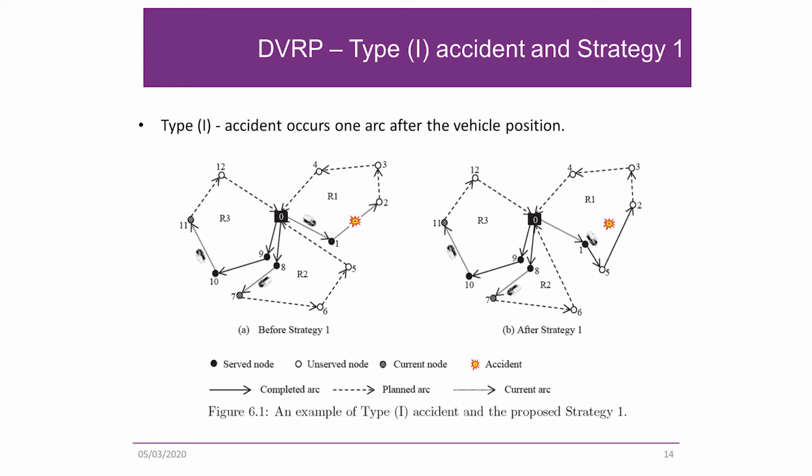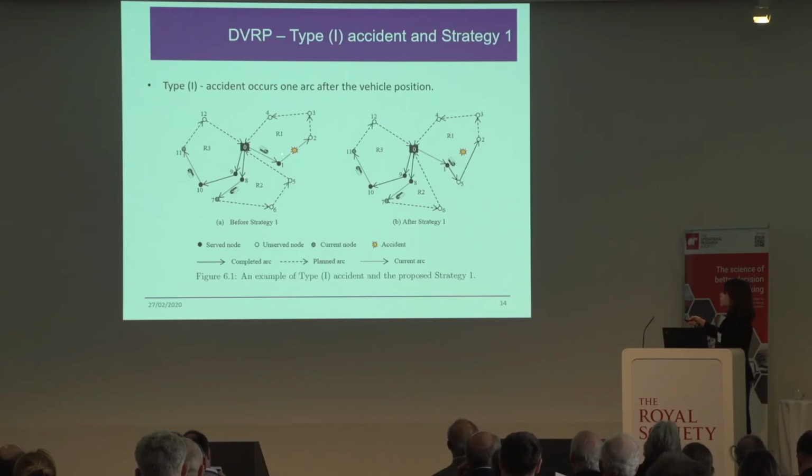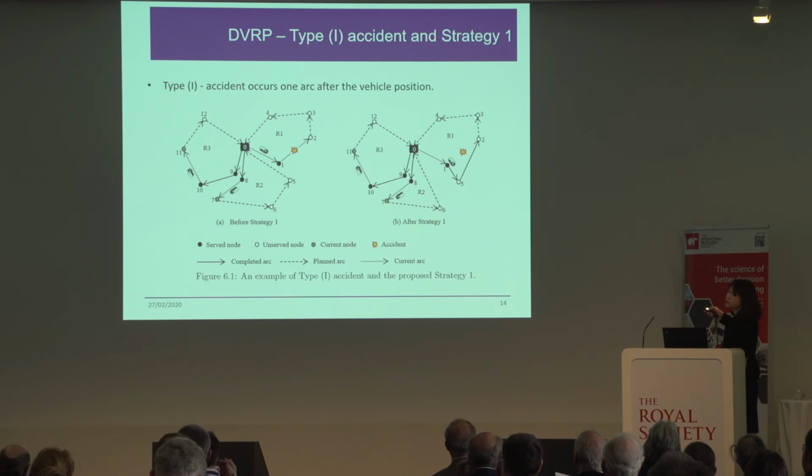If it is a large impact accident, then it will cause delay in the traffic, so we need to do something about it. Here, we allow the diversion at the customer point. So after serving customer number 1, because of this accident here, the vehicle is diverted to customer number 5 before moving on to customer number 2.